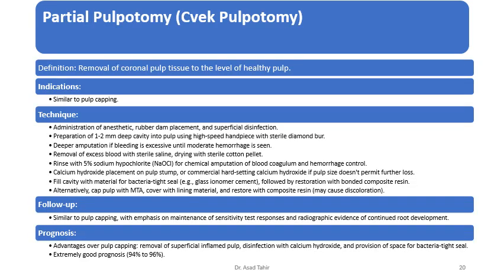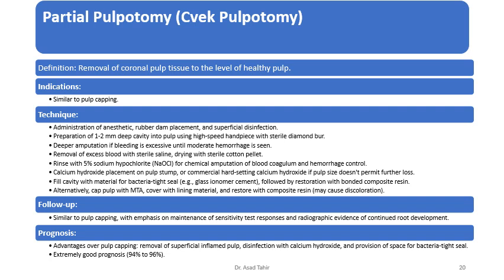Partial pulpotomy. Definition: removal of coronal pulp tissue to the level of healthy pulp. Indications: similar to pulp capping. Technique: administration of anesthetic, rubber dam placement, and superficial disinfection. Preparation of a 1 to 2 mm deep cavity into the pulp using a high-speed handpiece with a sterile diamond bur. Deeper amputation if bleeding is excessive, until moderate hemorrhage is seen. Removal of excess blood with sterile saline, drying with a sterile cotton pellet.